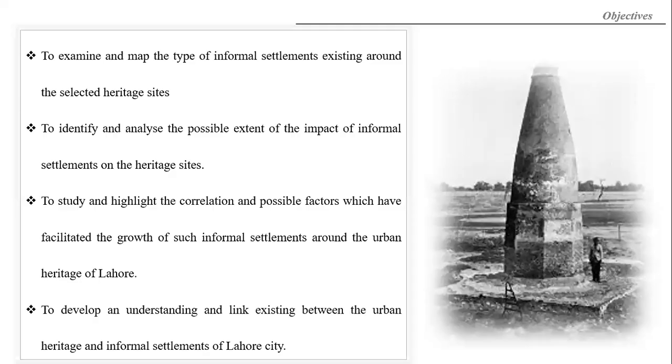The following are the four main objectives of the study, which is to examine and map the informal settlements, to identify and analyze the possible extent of the impact of informal settlements on the heritage site, and to study and highlight the correlation and possible factors which have facilitated the growth of such informal settlements around the heritage sites in Lahore, and to develop an understanding and link between the urban heritage and informal settlements of Lahore city.